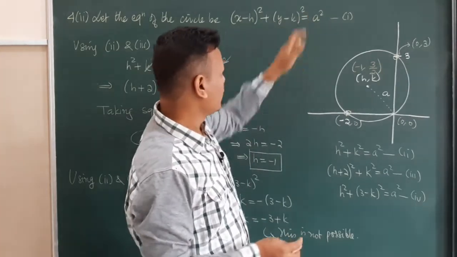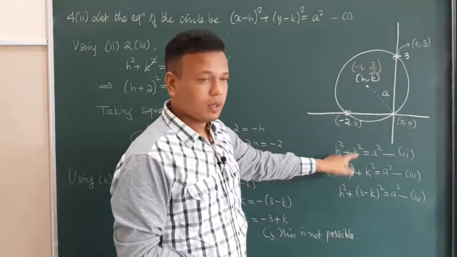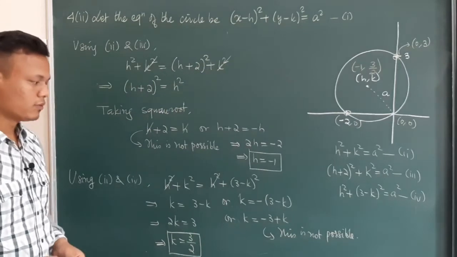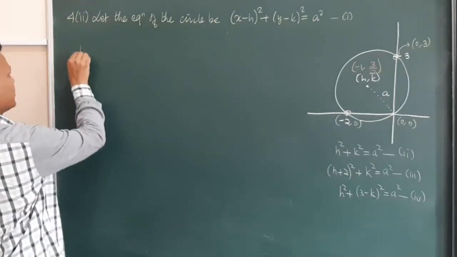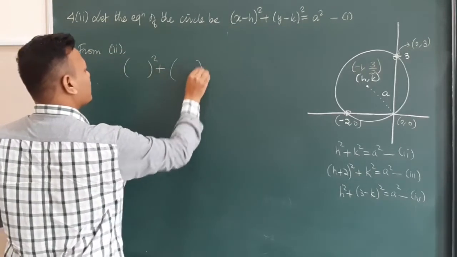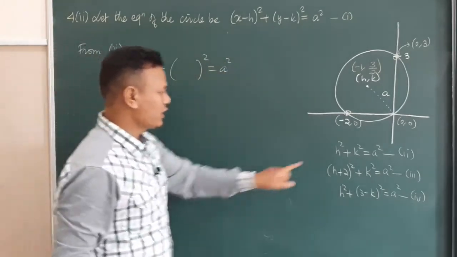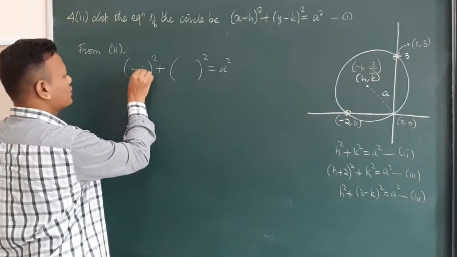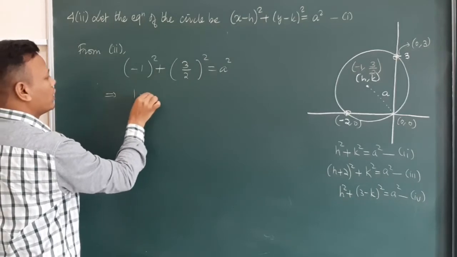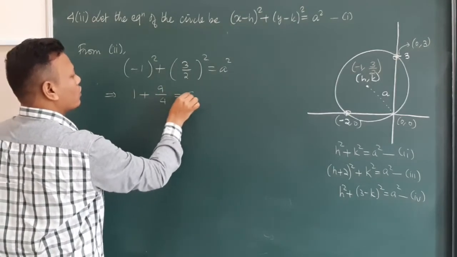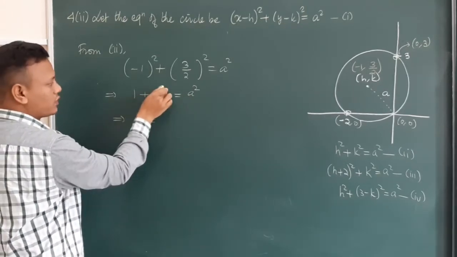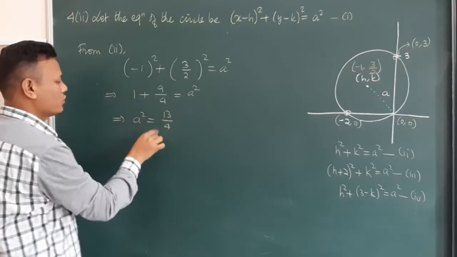To find the value of a, we'll make use of equation 2. Because we know the value of h and k, we'll be able to find the value of a square. So pause the video to note down. From 2, we have h square plus k square equals a square. h is minus 1 and k is 3 by 2. So 1 plus 9 by 4 is equal to a square. Simplify: 4 into 1 is 4, plus 9 is 13 by 4. So this is the value of a square.